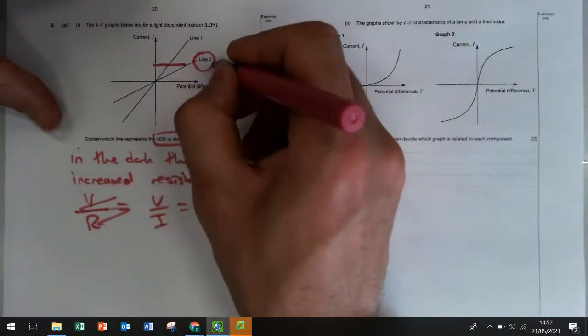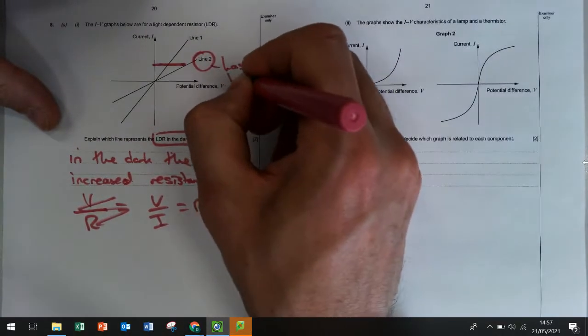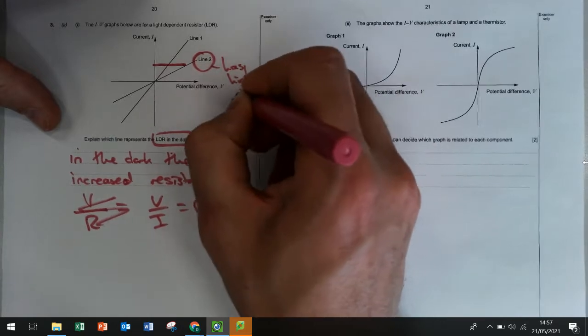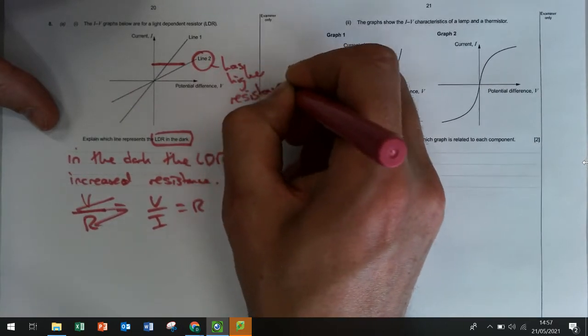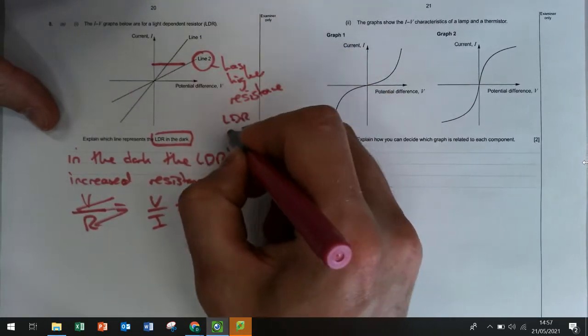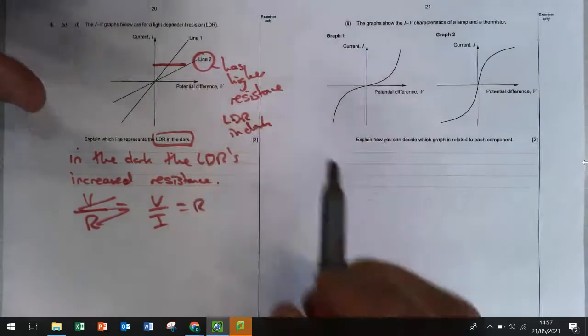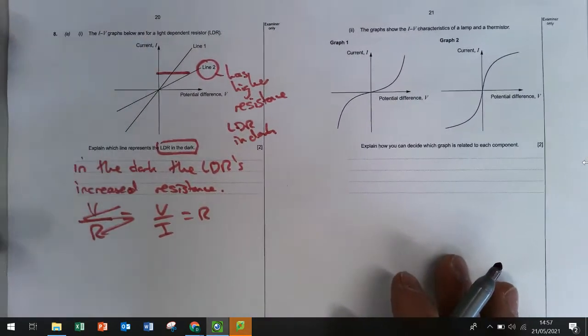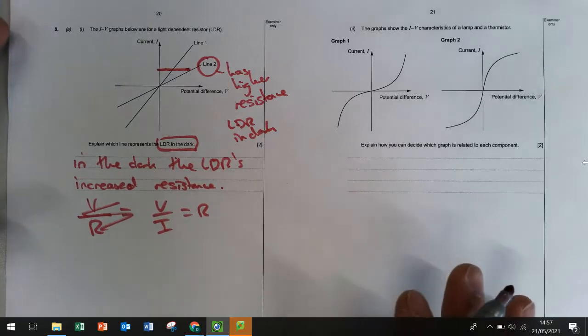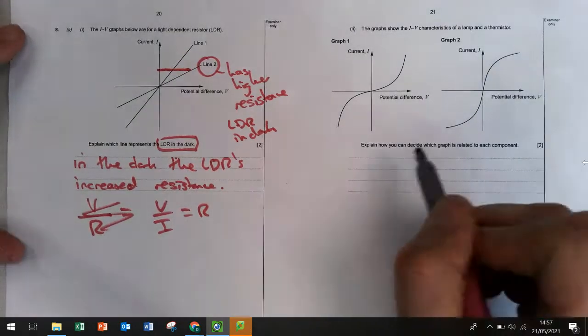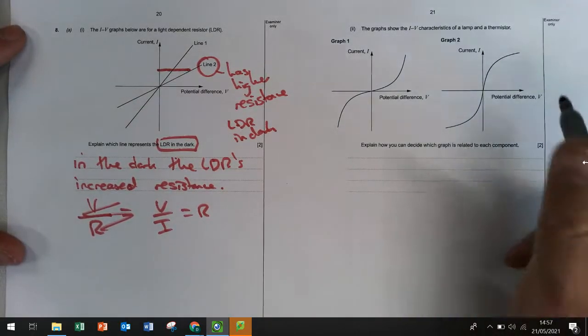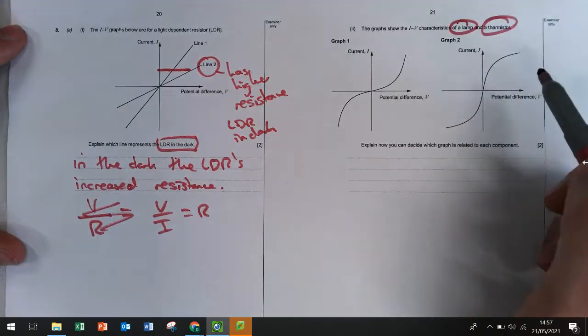So line 2 has a higher resistance, which means it is the LDR in the dark. Line 1 has a lower resistance, so that's going to be the LDR in the light. How can you decide which graph is related to a lamp and which is a thermistor?